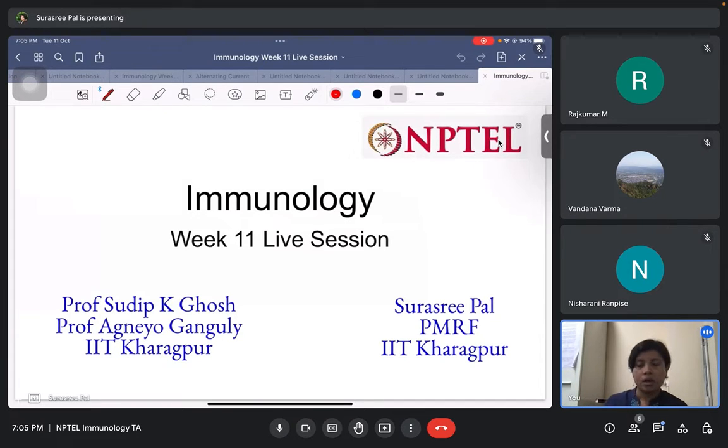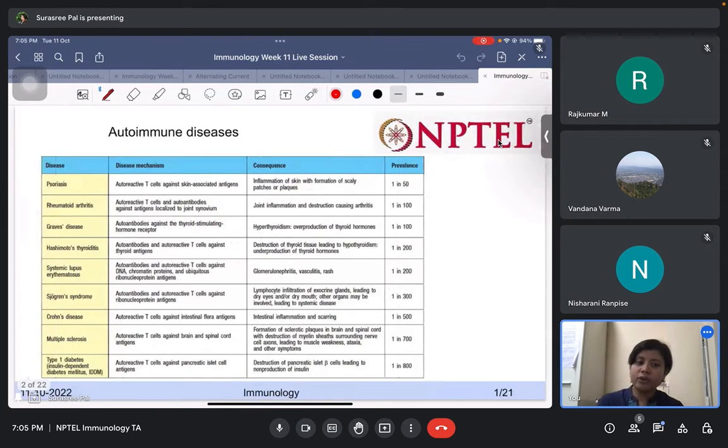However, there are several cases where these tolerance mechanisms, the mechanisms which prevent this kind of self reaction, can be breached. In those cases, our own T cells and B cells can elicit an immune response against our self antigens, and that causes the autoimmune diseases. And if we look at this table, we will see that the autoimmune diseases are not that rare.